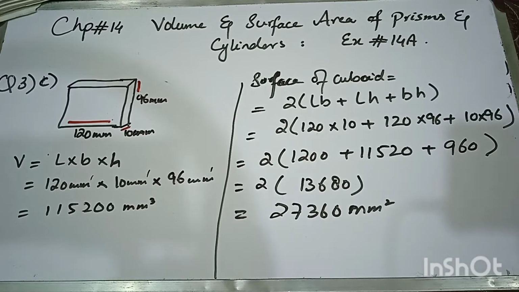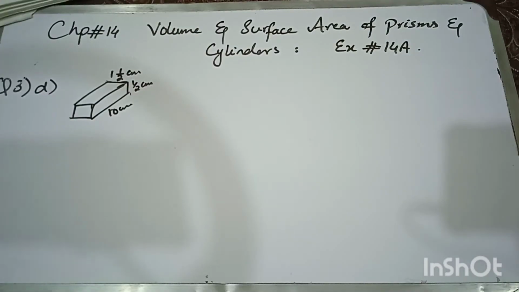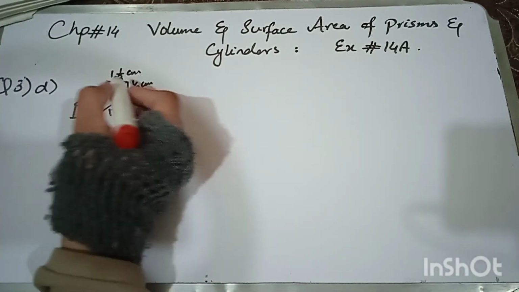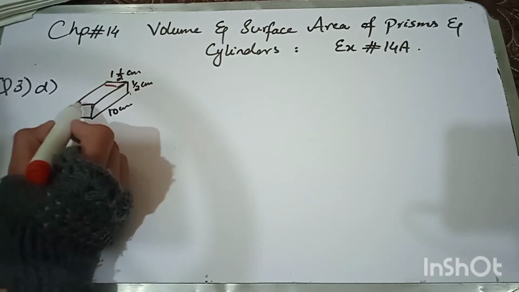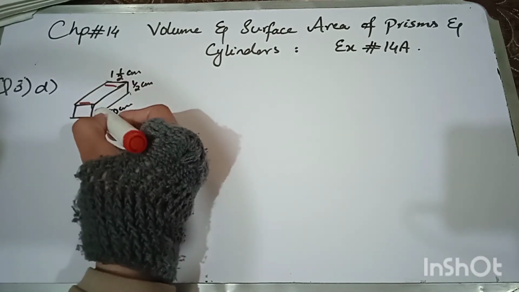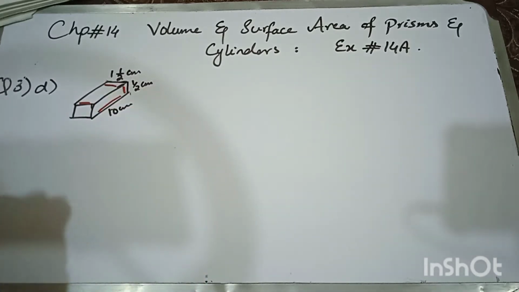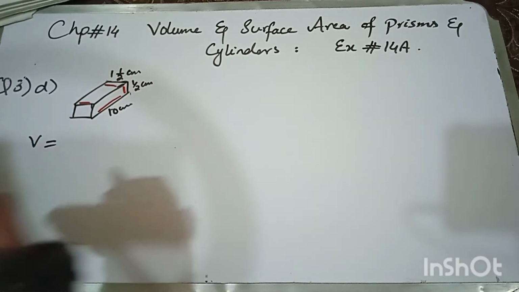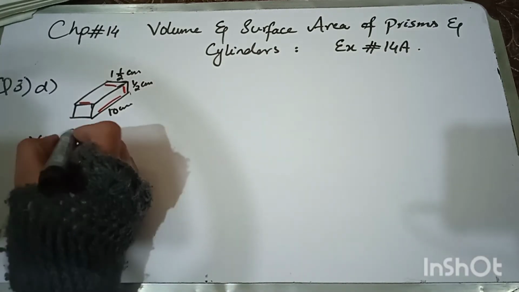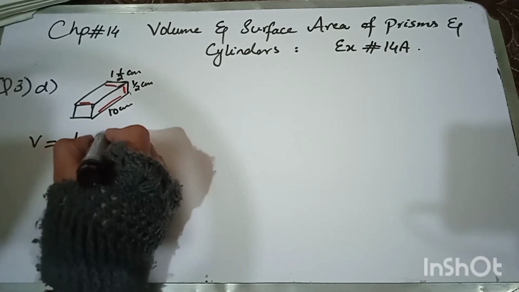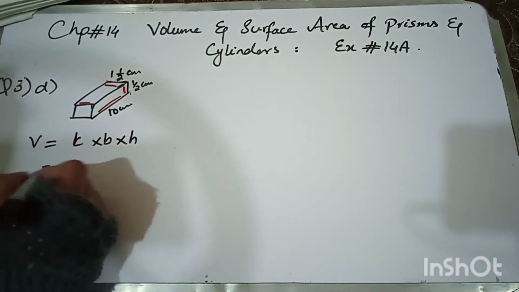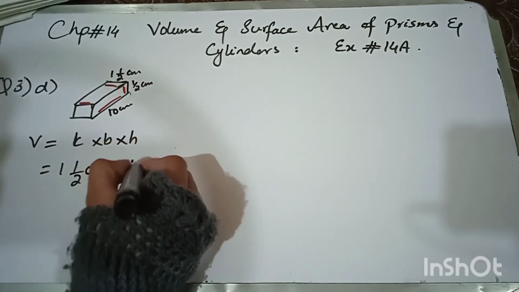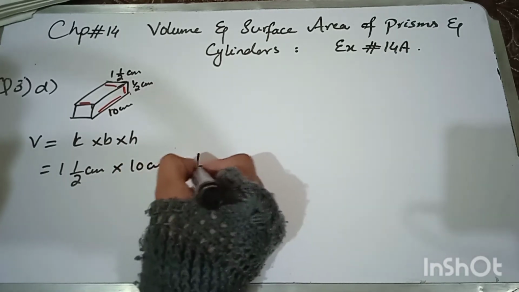Now move towards part D of the question. Okay, so now we have figure D, in which again we have a shape. This is the length. Rather, they are mentioning this side and this side. This is the length, this is the breadth, and this is the height. So we have to write down the values in the formula. So now the formula, as we revised in 3 questions, this is the 4th one. So the formula is length multiplied by breadth multiplied by height. So we have to write down the length, 1 whole 1 by 2 centimeter, breadth is 10 centimeter, and height is 1 by 2 centimeter.